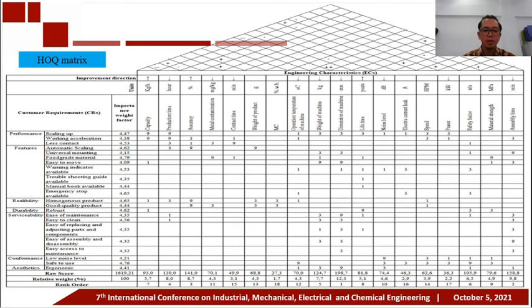This is the HOQ matrix, the result of the information we get from customers and the identification from experts or researchers. For the customer requirements, we divide into 7 dimensions of quality. We use the Garvin method, and then we have the correlation matrix like this, with a double minus for capacity and production time, as we can see.